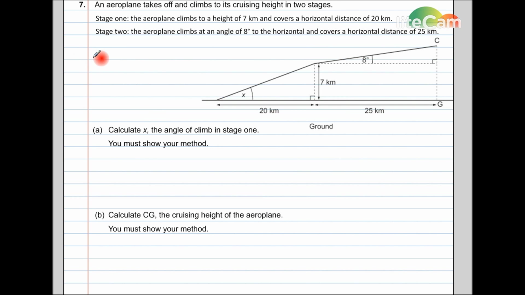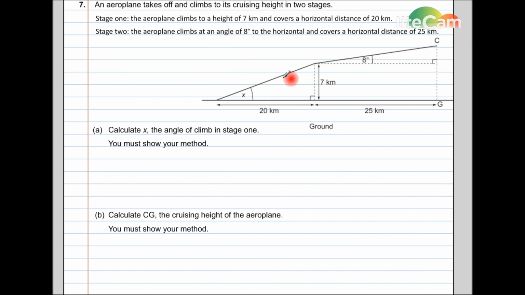Question 7. An aeroplane takes off and climbs to its cruising height in 2 stages. So stage 1, the aeroplane climbs to a height of 7 kilometers and covers a horizontal distance of 20 kilometers. Stage 2, the aeroplane climbs at an angle of 8 degrees to the horizontal, and covers a horizontal distance of 25 kilometers. So part A is asking us to calculate x, which is the angle of climb in stage 1. So we're trying to find this angle here. You must show your method.